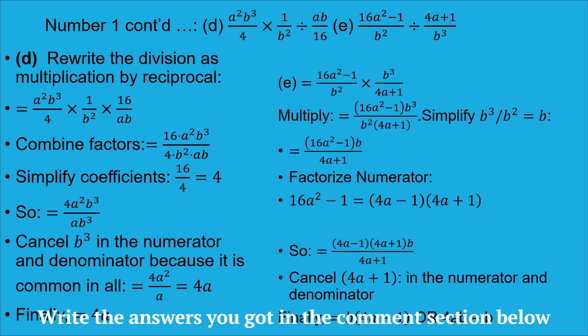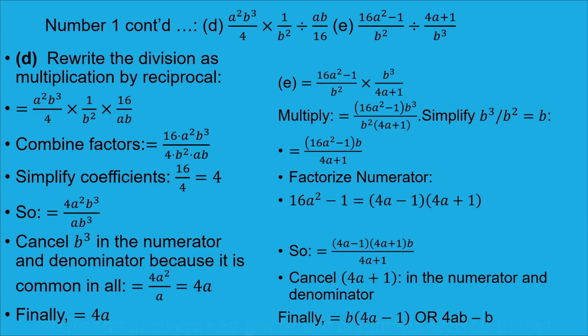In part D, here shown, first change the division into multiplication by reciprocal of the divisor, which is 16 over AB. Then you have to combine the factors. Then after combining the factors, the 16 and 4 are common, they can reduce to 4. Then you have 4a squared b cubed over ab cubed. The b cubed is common in the numerator and denominator, and it cancels out. Also, the a and a squared have a common factor a, and they can reduce to 4a finally as the final answer.